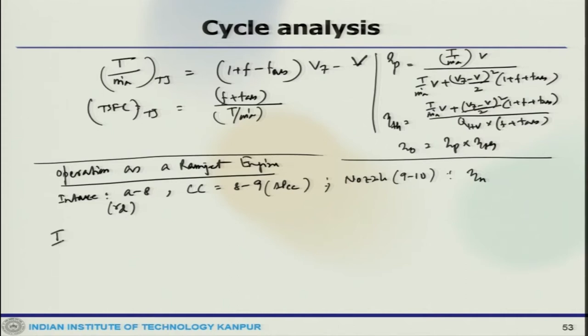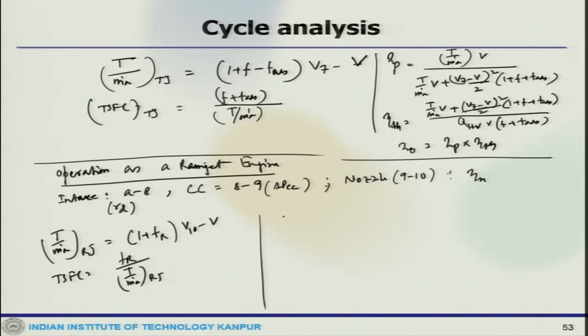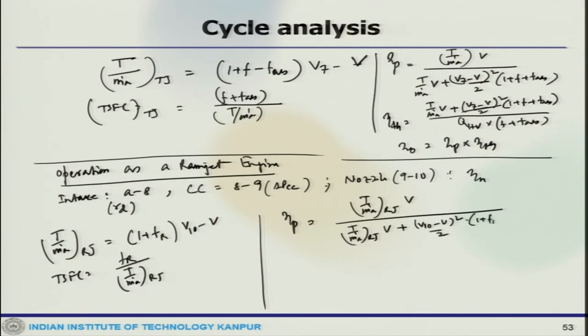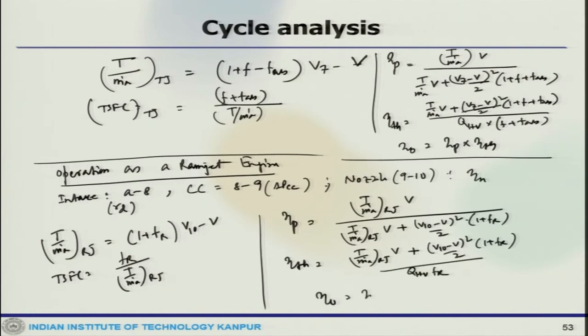Like let's say T by m dot a for ramjet is 1 plus fr, which is fuel ratio for ramjet, V10 minus V, and TSFC would be fr by T by m dot a for ramjet, and our propulsive efficiency would be T by m dot a ramjet into V divided by T by m dot a ramjet into V plus V10 minus V square by 2 into 1 plus fr, and thermal efficiency would be T by m dot a ramjet into V10 minus V square by 2 into 1 plus fr divided by QHV into fr, and overall efficiency equals propulsive into thermal. So this is when it operates as a ramjet.